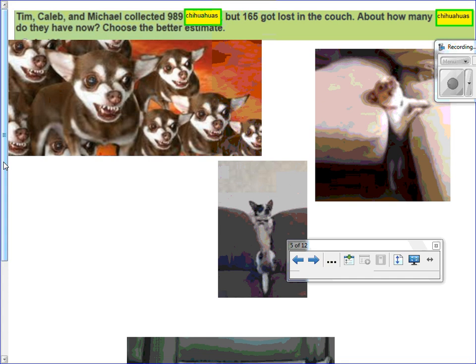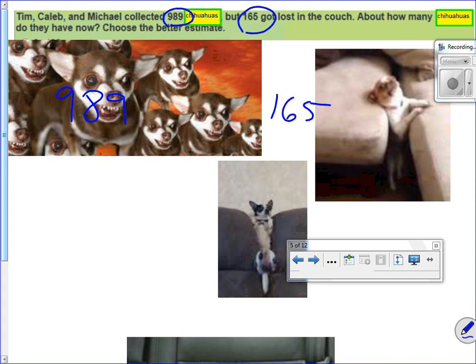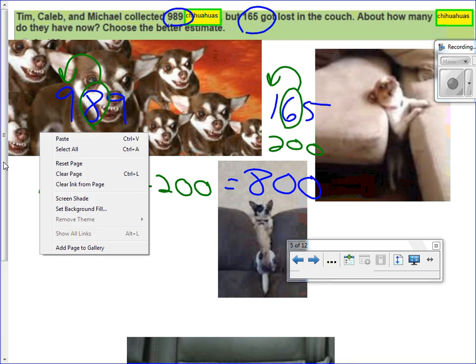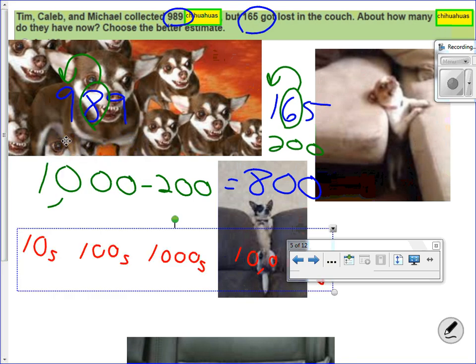So I have 989 Chihuahuas. I have 165 got lost. Got to round these numbers. Well, this 8 right here is going to round this 9 up to a 10, which means I have 1,000 Chihuahuas. I'm going to round it. This 165, this 6 right here, I have to round this 1 up to 200. 1,000 minus 200. How many Chihuahuas do they have now? They have 800 Chihuahuas. That's still a ton of Chihuahuas. So if we're looking at our magnitude estimate bar, our answers are going to be in the hundreds again.